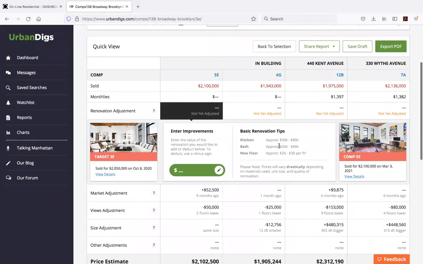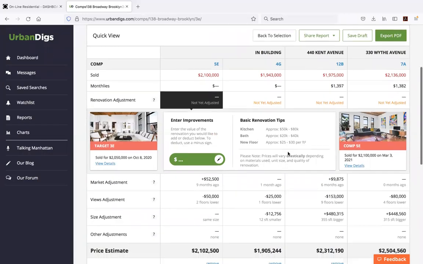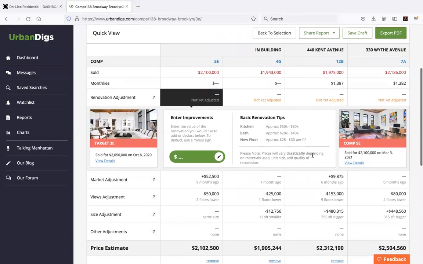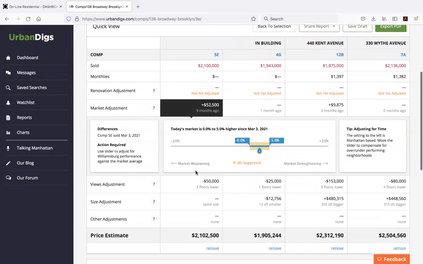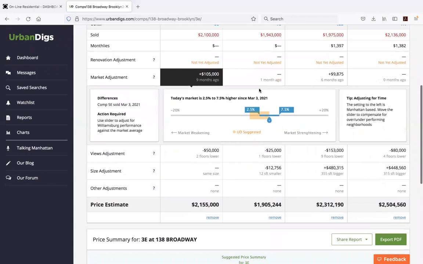A new kitchen, 50 to 80,000, new bathroom, 20 to 40,000, new floor, $25 to $30 per square foot. Prices will vary drastically based on what they've done. So again, you can kind of change these things. There'll be market adjustments, right? In this case, they're looking at, okay, there's going to be a 5% increase or up to a 5% increase based on what's happening with the market. So let's put it at that 5%.